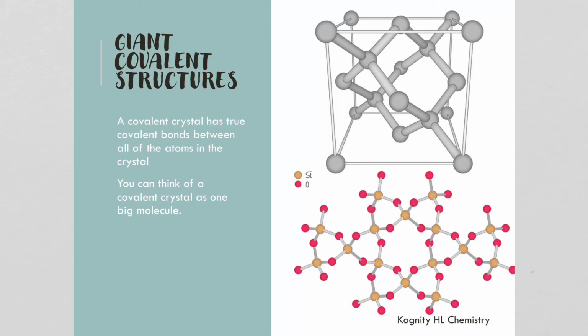Our next form of bonding would be giant covalent structures. So a covalent crystal has true covalent bonds between all of the atoms in the crystal. So these would be nonpolar molecules. And you can think of a covalent crystal as one giant molecule. So this is an example of silicon dioxide. So it's hard to kind of tell where one molecule starts and the next because they actually are forming covalent bonds between each of the molecules instead of having hydrogen or dipole interactions. And this is a closer up look of that too.